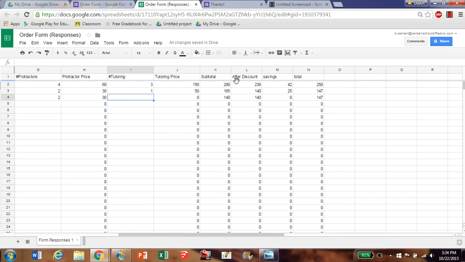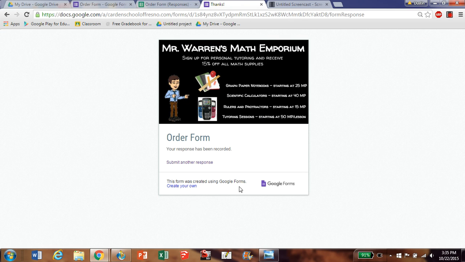So this if function, this one right here, did work. It checked to see if you bought tutoring, and if it didn't, then your subtotal and discount price are going to be the same. No discount. Didn't save any money. Okay, let's do one more. Actually, I think that pretty much sums it up.